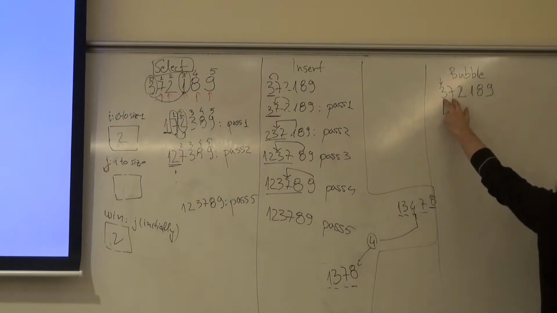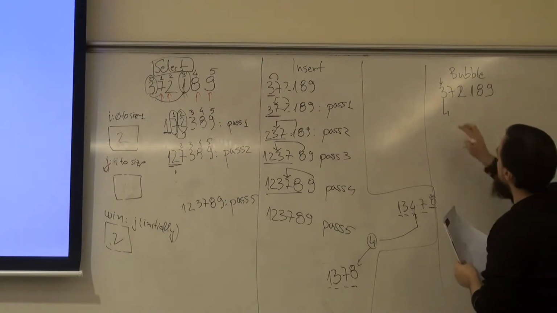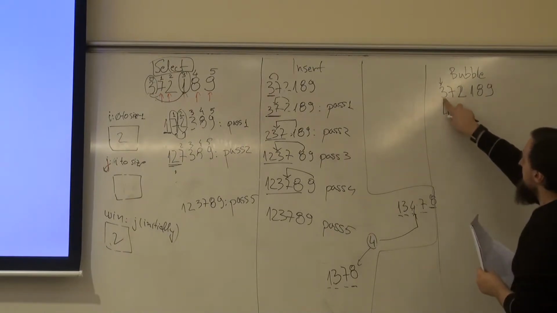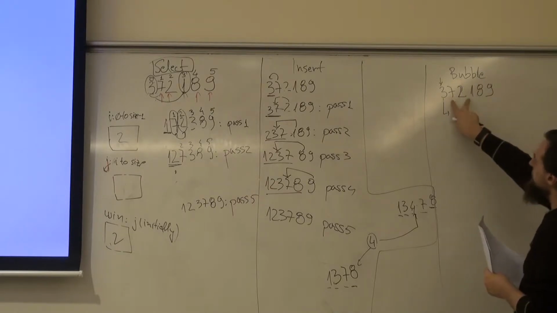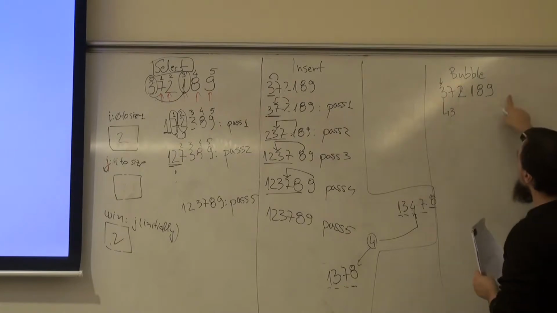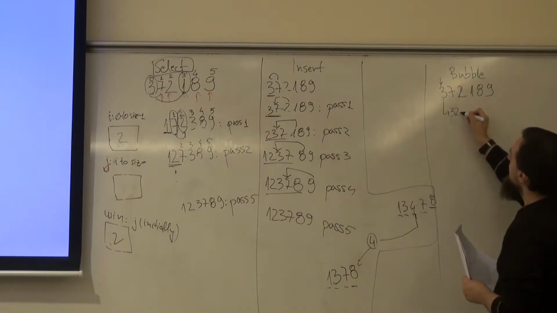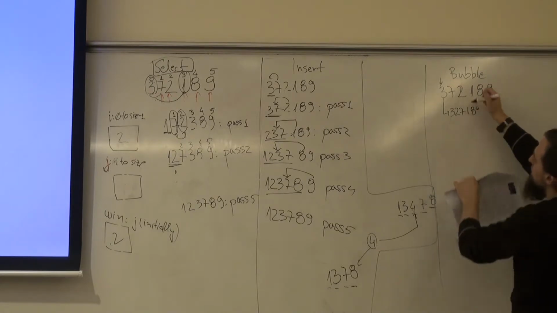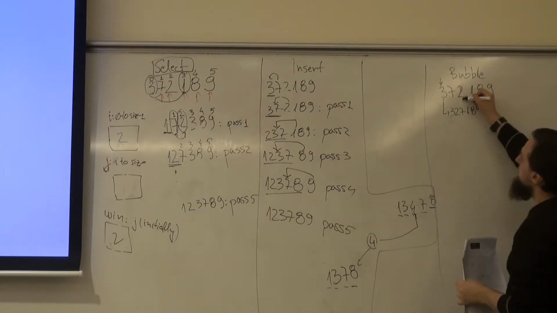Which one is greater, 3 or 7? 7 is greater. Then, okay, we continue with 7. 7 or 2? 7 is greater. We switch places. So we go from the start up until the end. So we have 3, 2, 7, 1, 8, 9. Okay? But remember, we are left here, index 3.